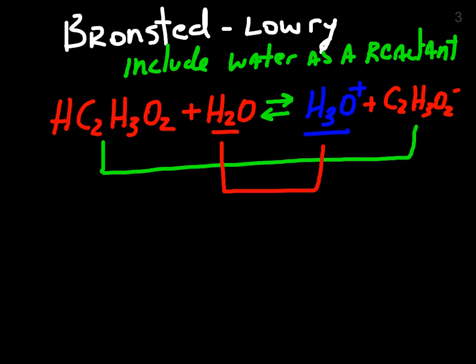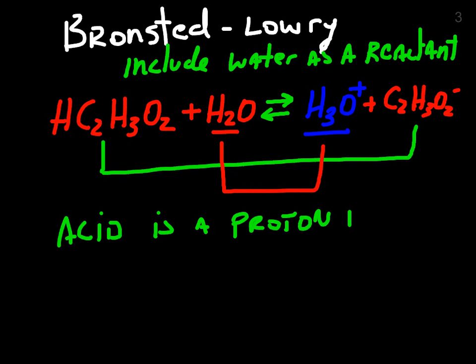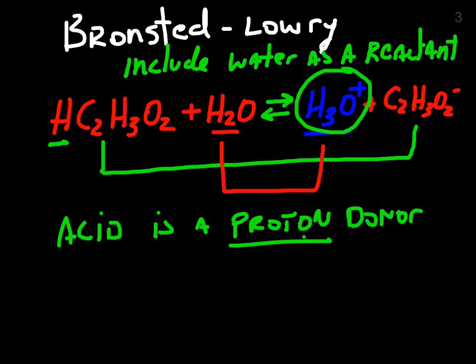And Bronsted-Lowry acids, their definition, I better hurry up on this, is an acid is a proton donor. And that's exactly what happened, because a proton is really nothing more than the hydrogen ion right here without an electron. And so this conjugate pair right here, this would be labeled as the acid.